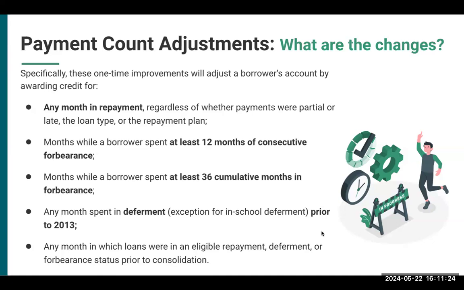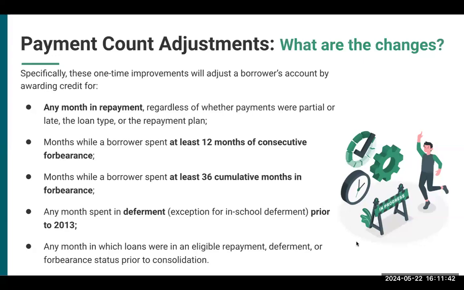You'll also get credit for certain forbearance and deferment periods. So if you were in a forbearance for an extended amount of time, that being more than 12 consecutive months or more than 36 cumulative months, that time will be updated and marked as if you were in repayment.